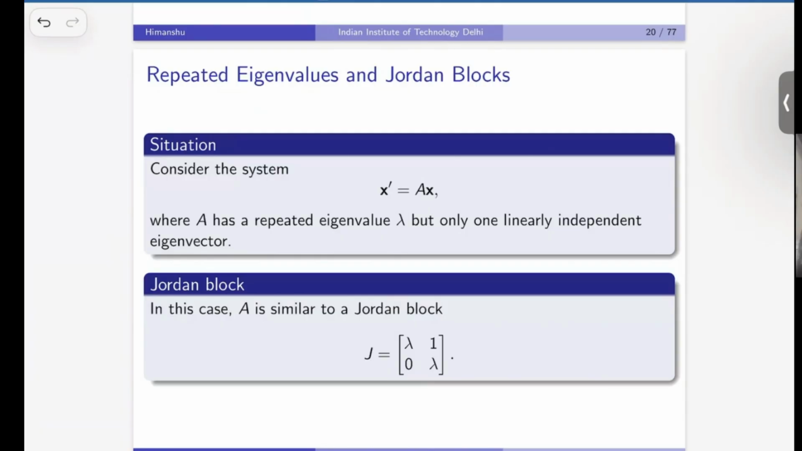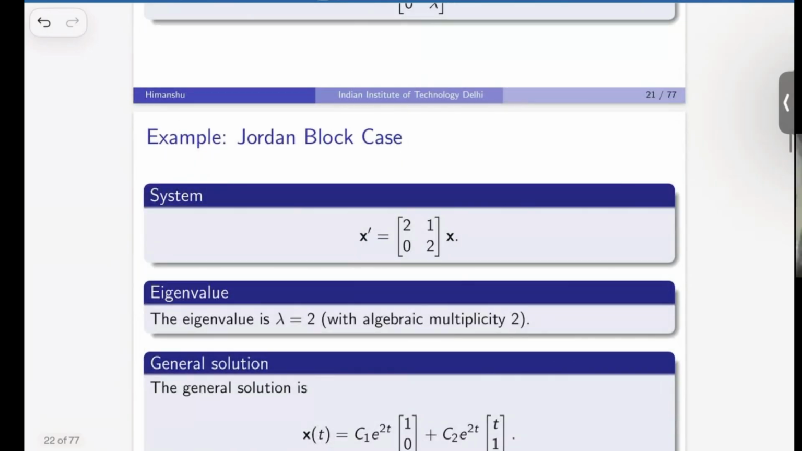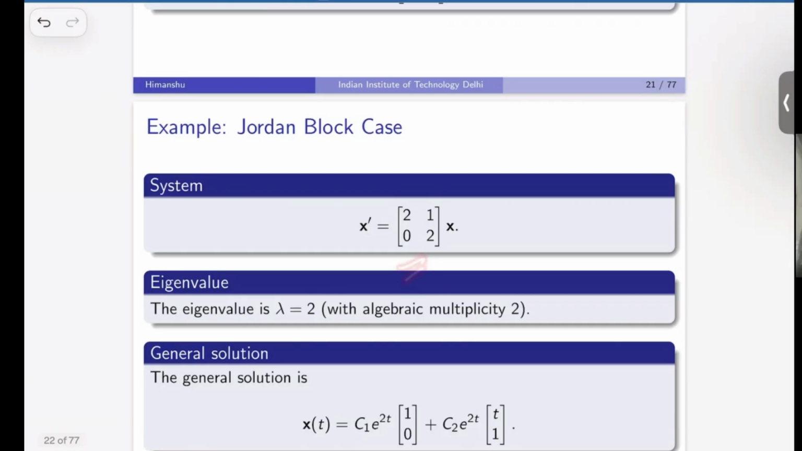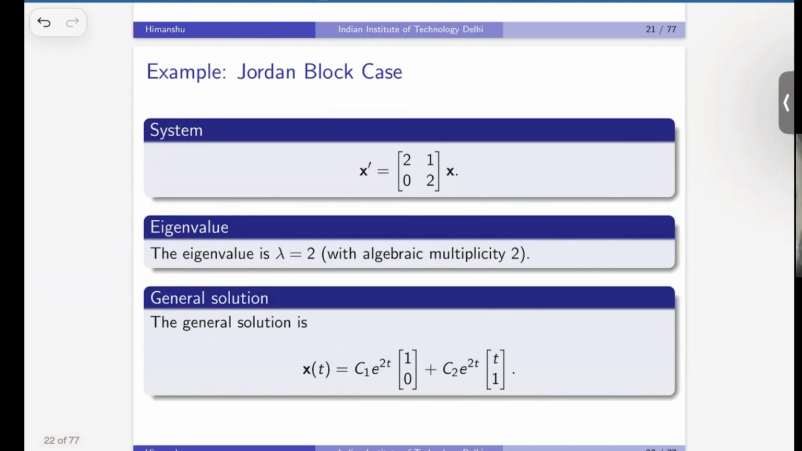So maybe this section that I have added, we can study through an example. Now, what if I have this system? In this system, in this matrix form, we know that there is one eigenvalue, which is 2, of multiplicity 2. And there is only one eigenvector, and for the solution we need two eigenvectors. So in that case, we will find the generalized eigenvector.